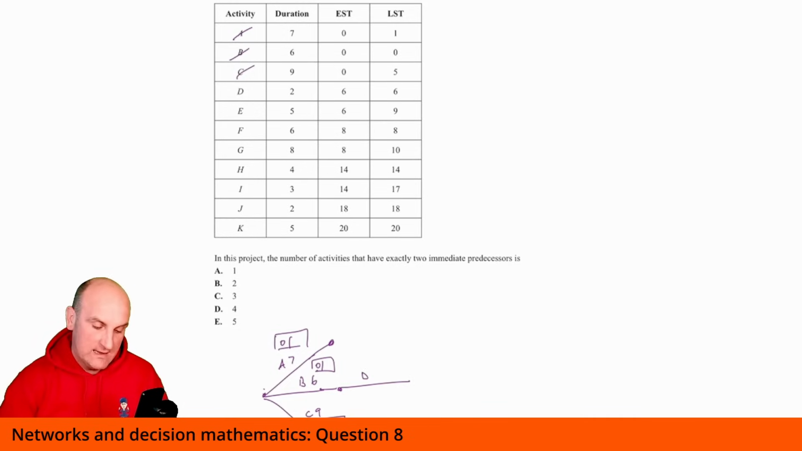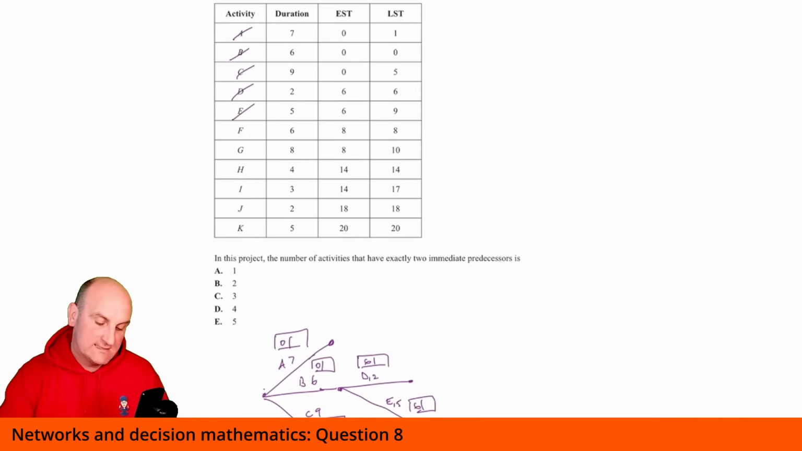I said, okay, well, D has a time of 2. It's got an earliest start time of 6. E has an earliest start time of 6 as well. All right, so again, I basically said, well, okay, E is going to come off here. Let's draw that again. So I had E, and that was comma 5. And again, I had that as an earliest start. So basically, I just drew lines coming off of everything all over the place.